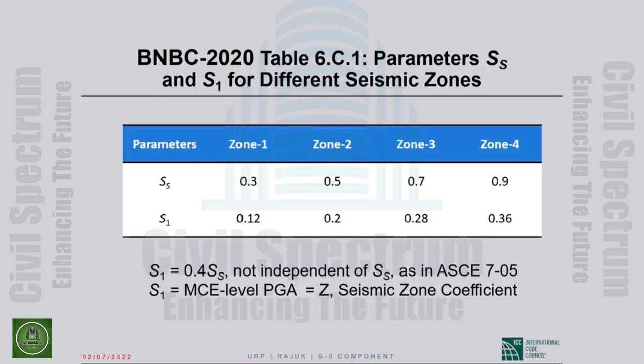So when you see the Z factor, as you saw on the maps, 0.36, 0.28, 0.2, 0.12, those Z values are essentially S sub 1 values. You multiply those by 2.5, you get your S sub S values. Okay? So these are the values of Z, as you see on the map. You multiply those by 2.5, you get the S sub S values.